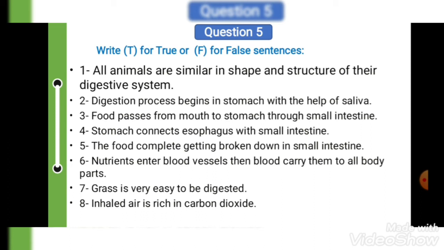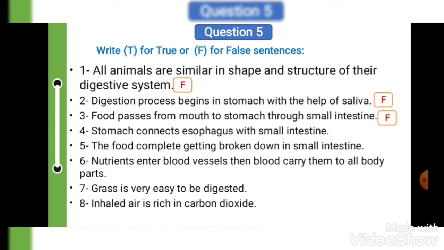Write T for true or F for false sentences. All animals are similar in shape and structure of their digestive system. لا، لأن احنا أصلا درسنا الكاو والدوغ والهيومن والتلاتة كان في ما بينهم differences. 2. Digestion process begins in stomach with the help of saliva. No, digestion starts in the mouth. 3. Food passes from mouth to stomach through small intestine. لا طبعا through esophagus.